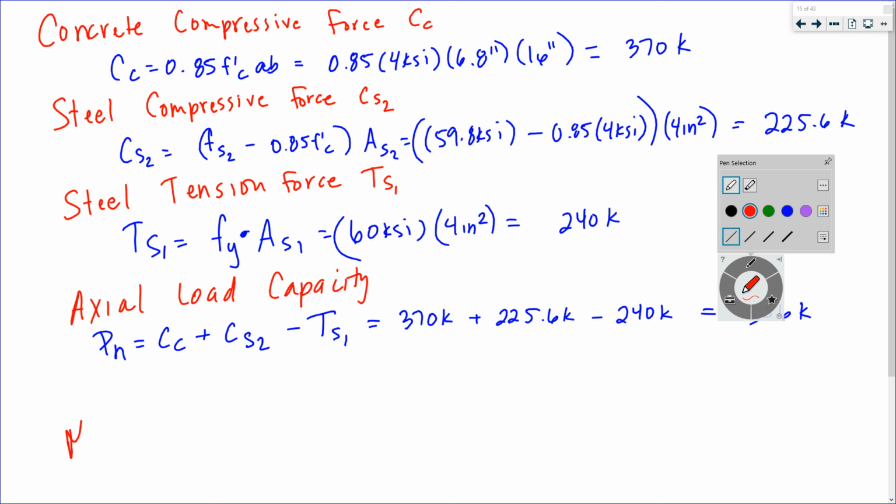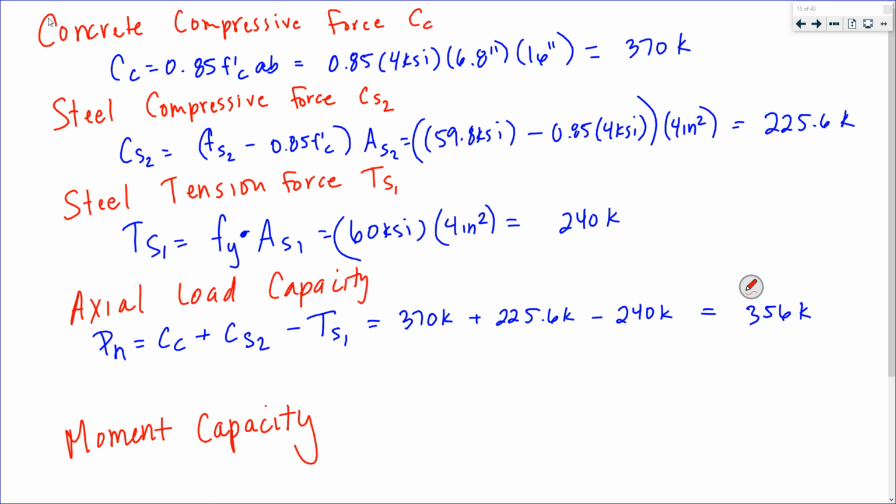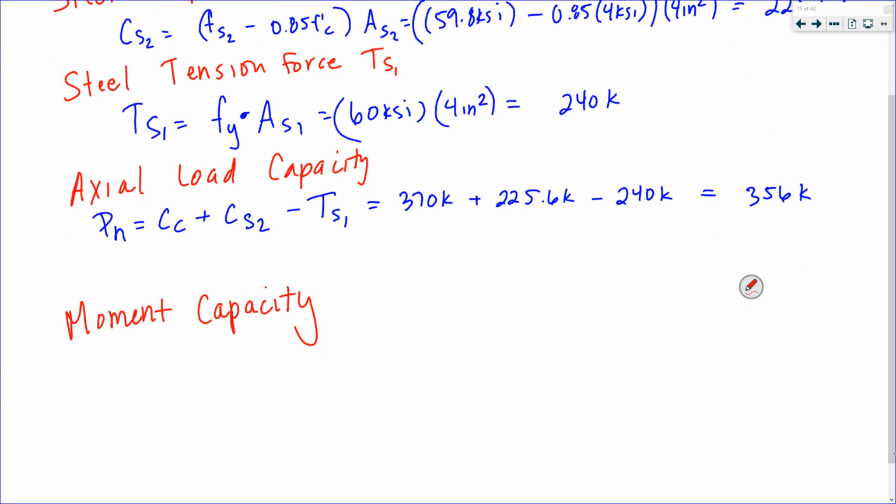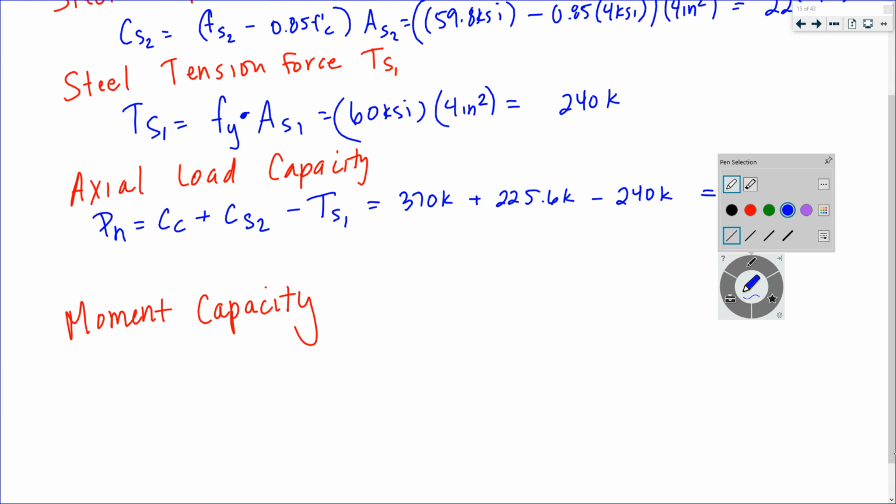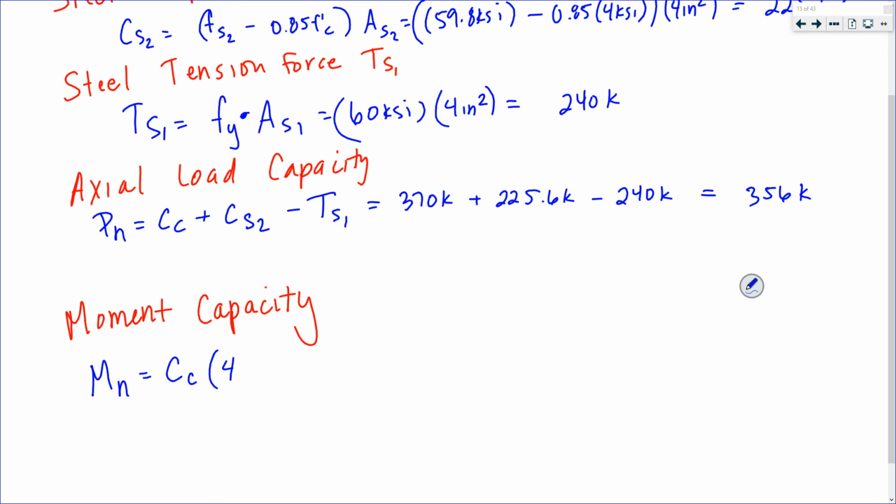My moment capacity, Mn is equal to C sub C times that distance from the centroid to the centroid of C sub C, so 4.6 inches plus C sub S2 times 5.5 inches plus TS1 times 5.5 inches.